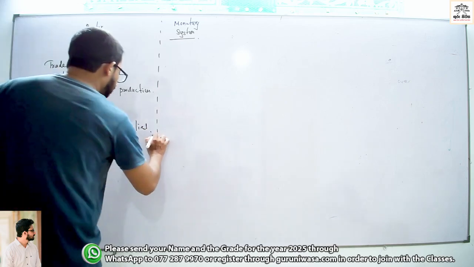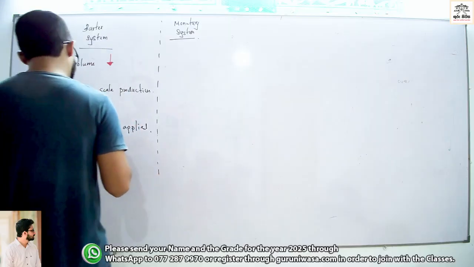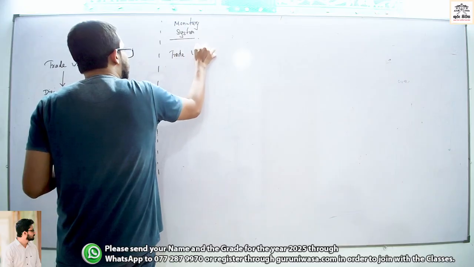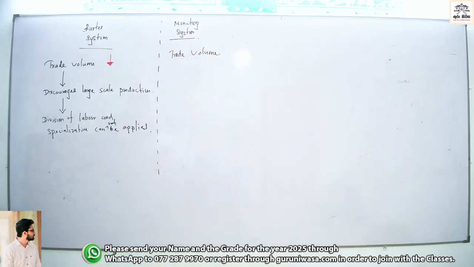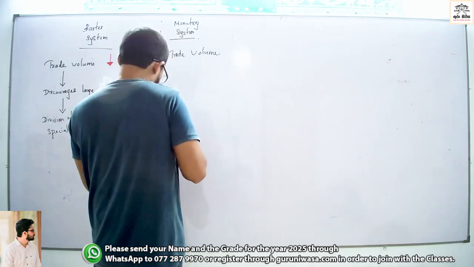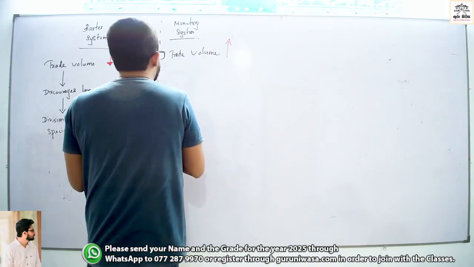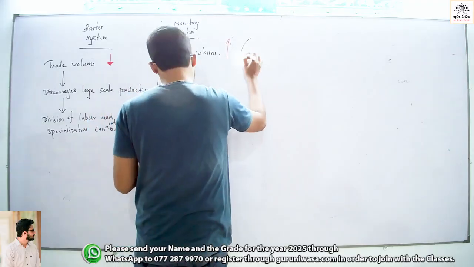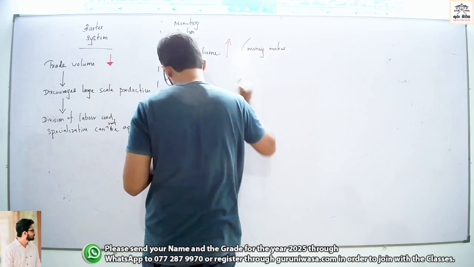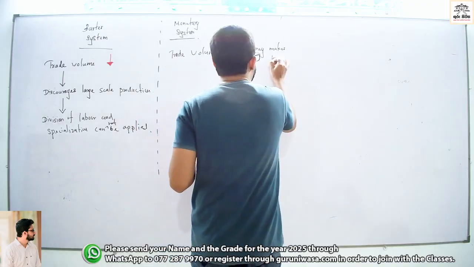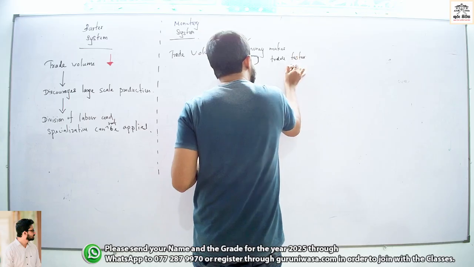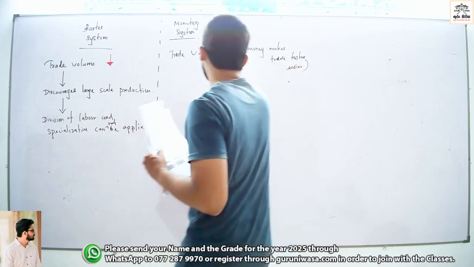When it comes to the monetary system, trade volume is high, much higher than in the barter system. Why? Money makes trade faster and easier. So trade volume is high.